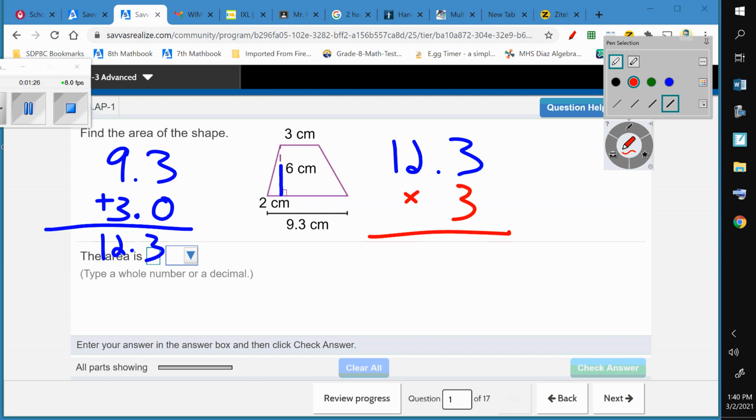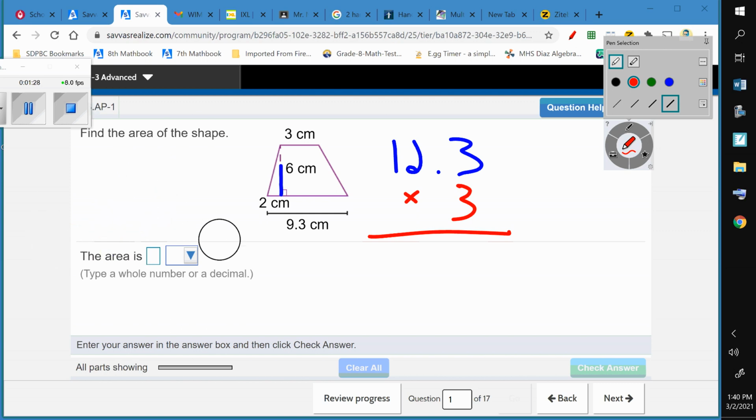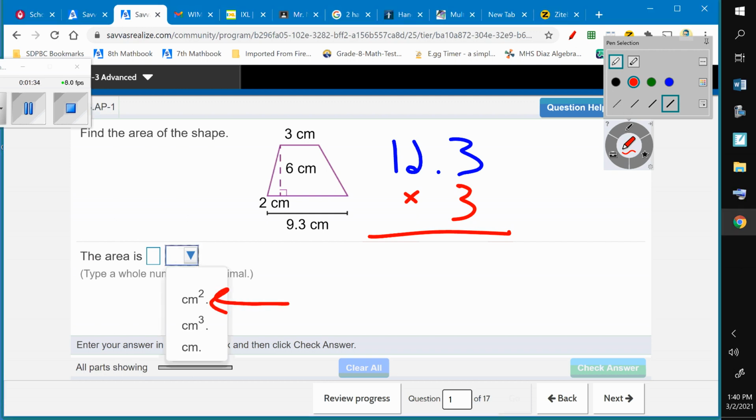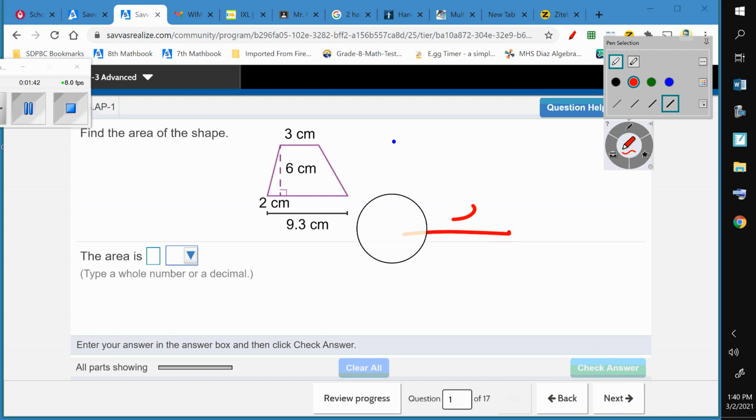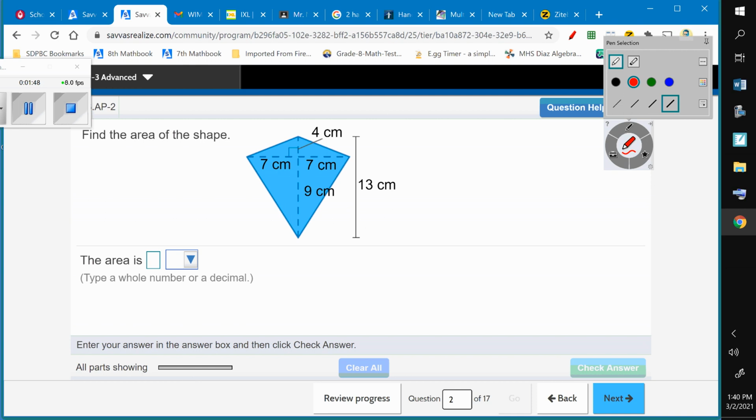So you're going to have to do that on your own, though. I want to see you show me that you can multiply, and it's going to be to the second power because it's area. So multiply those, don't forget about the decimal, and then write your answer to the second power. Centimeters squared, centimeters to the second power. That's number 1. And that took 2 minutes. So if every question takes 2 minutes, this will take half an hour.